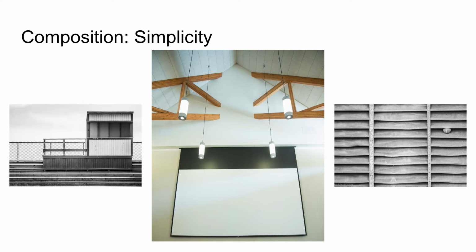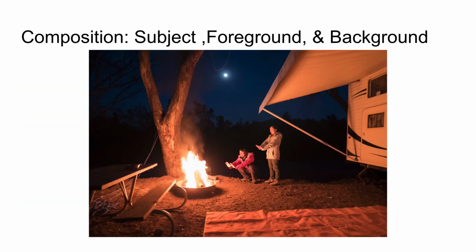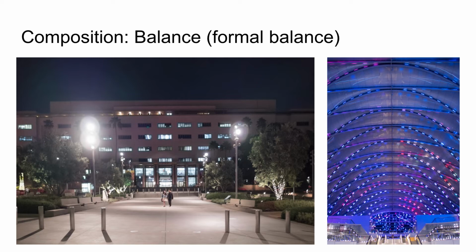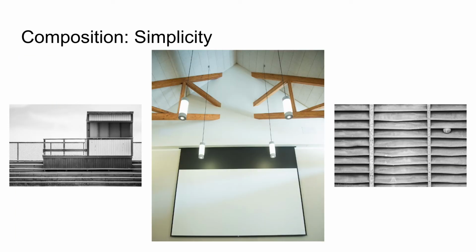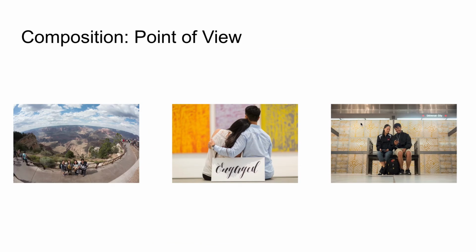Now, when you can combine all four of these, when you can combine subject, foreground, background with balance, with a point of view, and it's simple and clean, this image takes the cake for all four. If you notice, you have the foreground here, you have the subject, and then you have whatever is behind me and my wife as our background. So that checks off one box. The next thing is to look at balance.